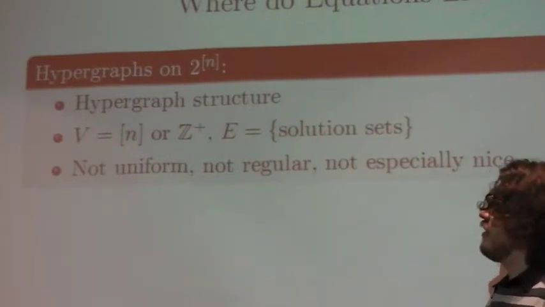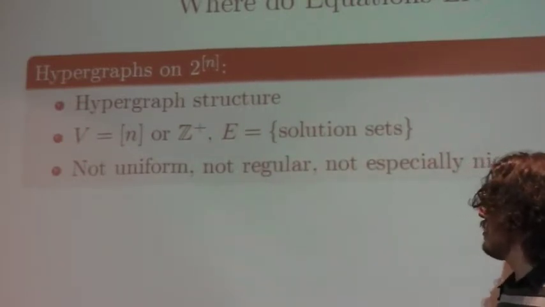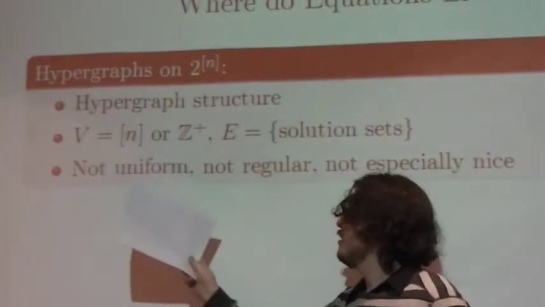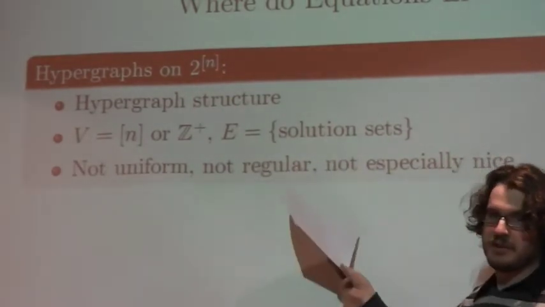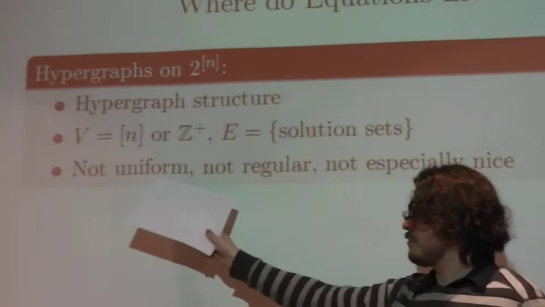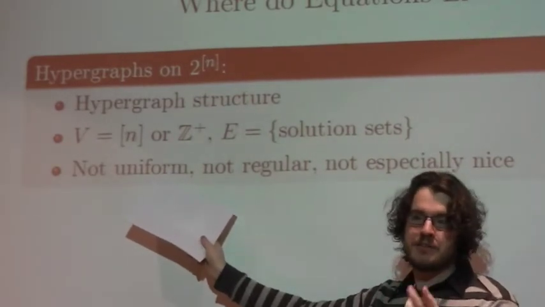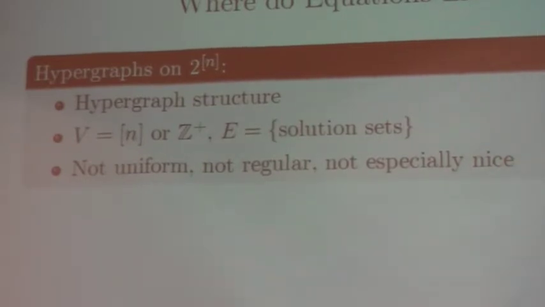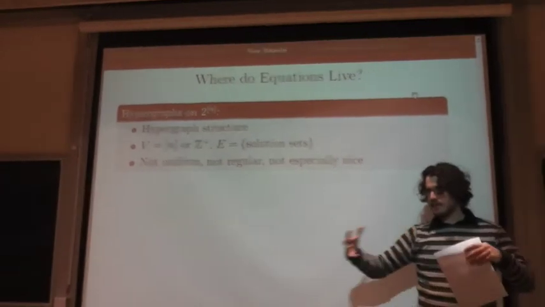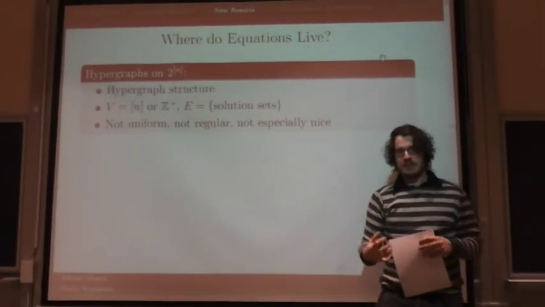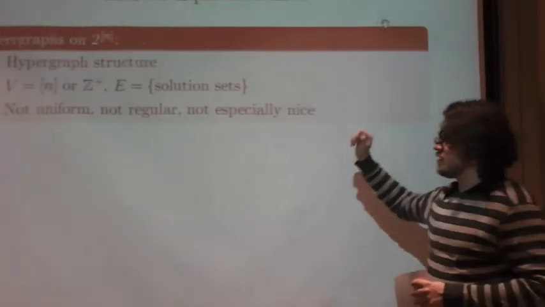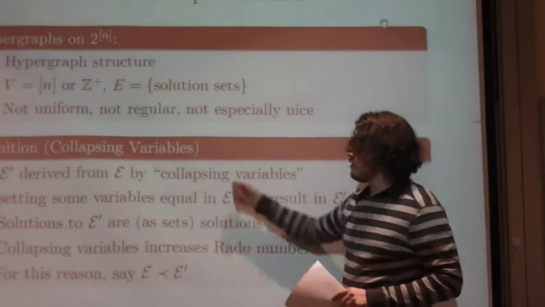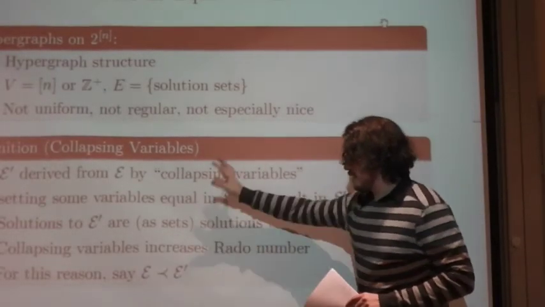And everything in the world, I think, could be described as a hypergraph. Here, the vertices are the numbers 1 through n, and the edges are the solution sets to some particular equation. It's not uniform because we allow repeated variables, like x and y could be the same. It's not regular in any way. It lacks a lot of the structure that we might like in a hypergraph. Hypergraphs can be incredibly generic and abstract, so without a lot of structure, knowing where they live doesn't help us out too much.